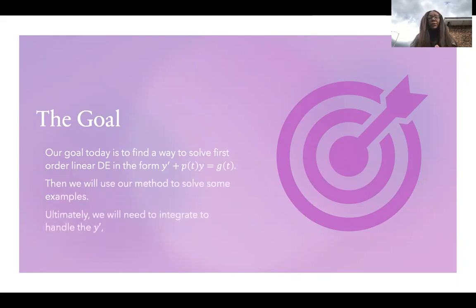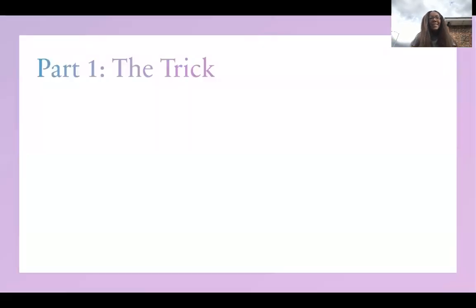So ultimately, to solve, we want to get y equals. So we need to figure out how to handle this y prime, right? And we'll do that through integration. But that means we need to find a form that we can integrate, right? As it is now, we can't integrate. And this happens to be a nifty little trick that I think is quite impressive.